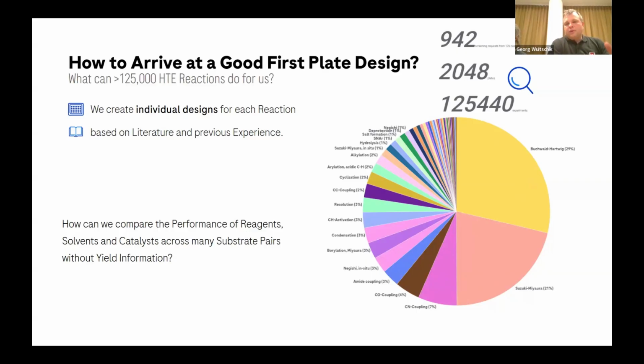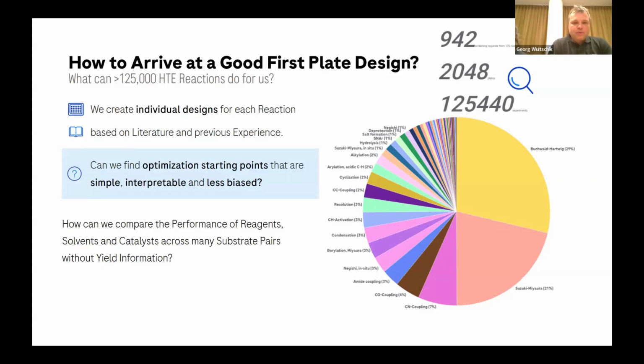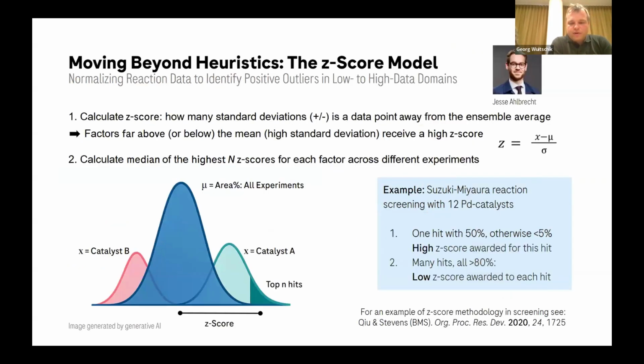bridge that gap between different substrate pairs, even though in most cases we don't have actual isolated yields, because for our medicinal chemistry colleagues especially, they will almost never have a product reference. I mean, the only reason why they come to us is because they don't have product, so we don't have anything to compare against. And so how can we find good starting points that are simple, interpretable, and less biased, where you don't always screen the same catalysts, bases, and solvents. And for that, we for a long time already had a look at Z-scores for racemate cleavages.